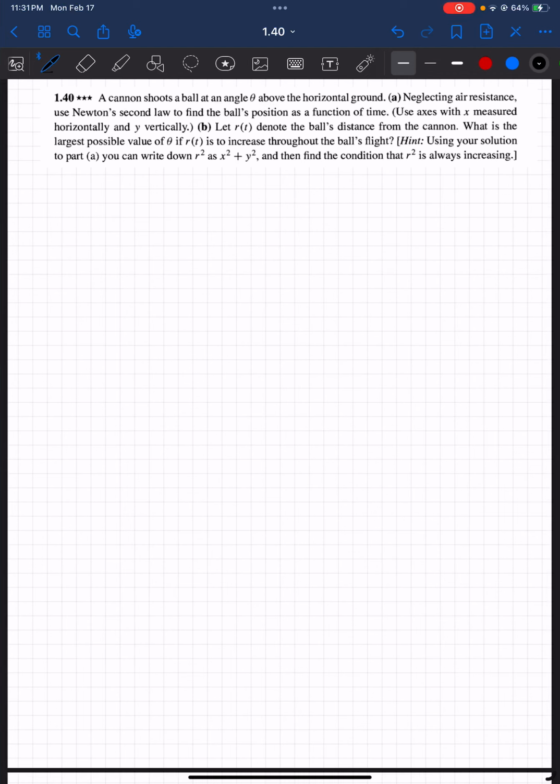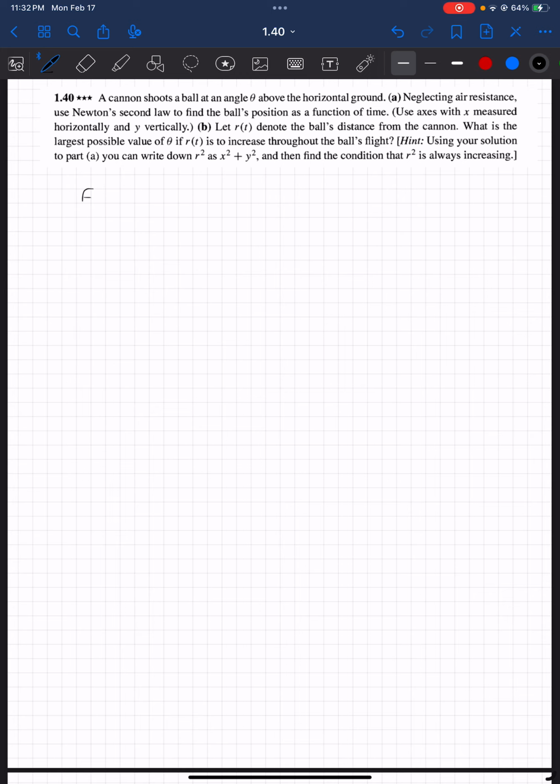Hello, in this video I'll be solving problem 1.40 of classical mechanics. 1.40 reads, a cannon shoots a ball at an angle theta above the horizontal ground. Neglecting air resistance, use Newton's second law to find the ball's position as a function of time. Use axes with x measured horizontally and y vertically.